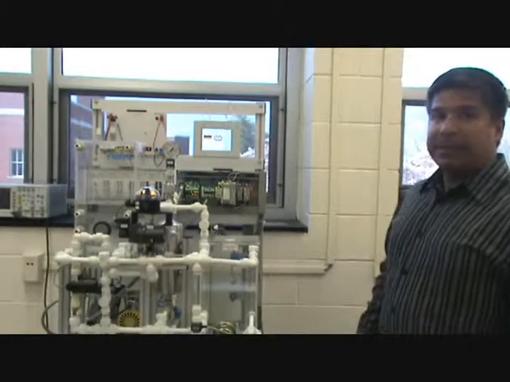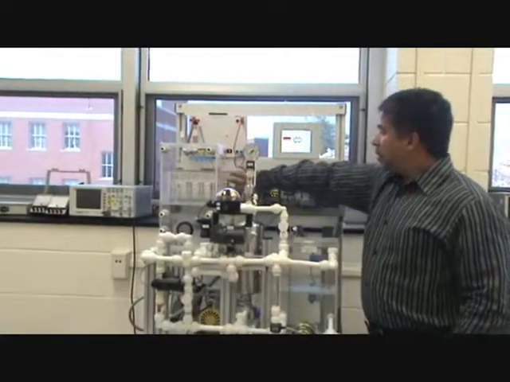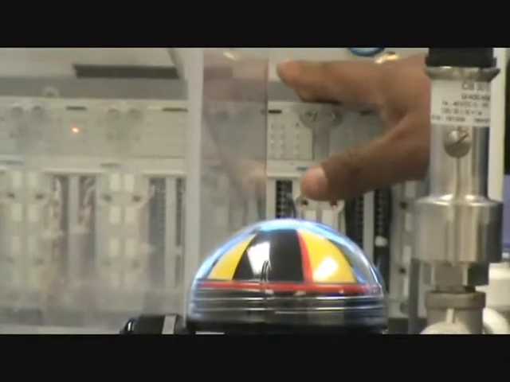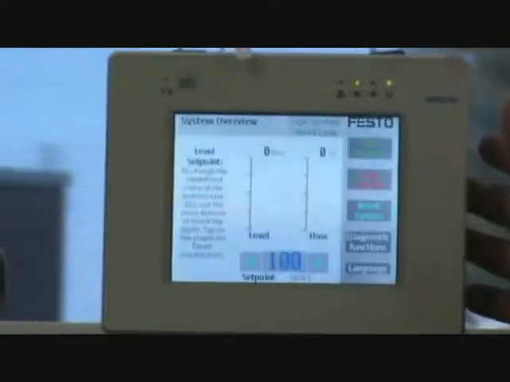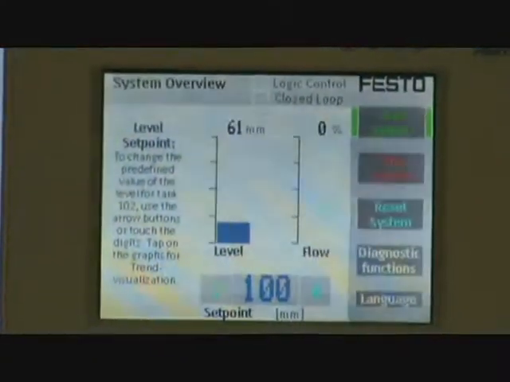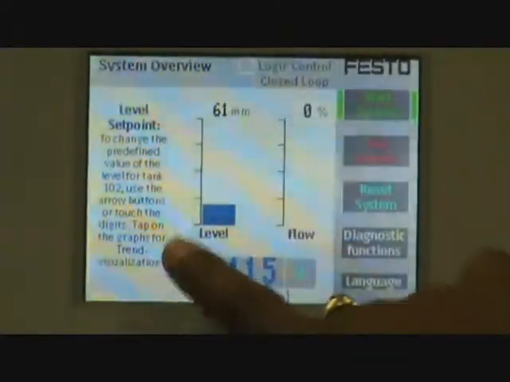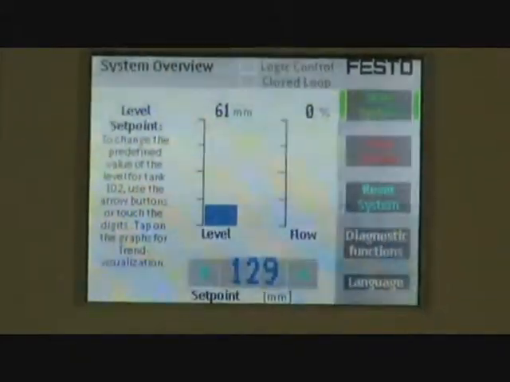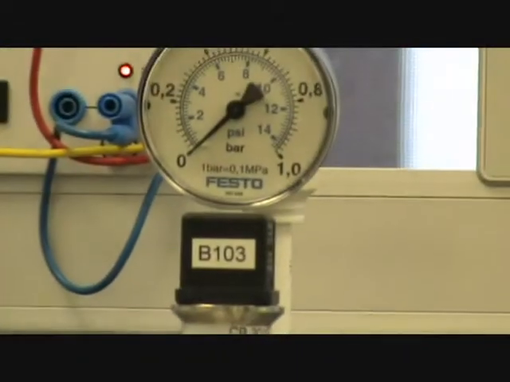Now we're going to use the PLC. If you pay attention, this is the Festo PLC here, and you upload the program here to automate the system. And here you have the touch screen, and the software will allow you to use a set point. We have set up the set point to about 129 millimeters, and we're going to try to keep the water level at 129 millimeters.